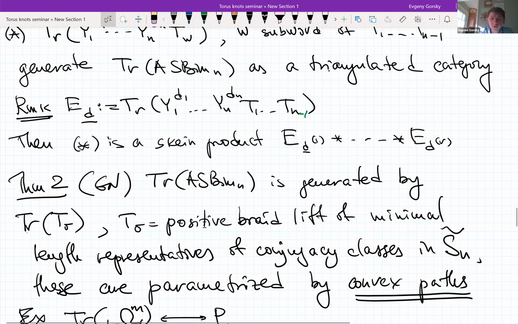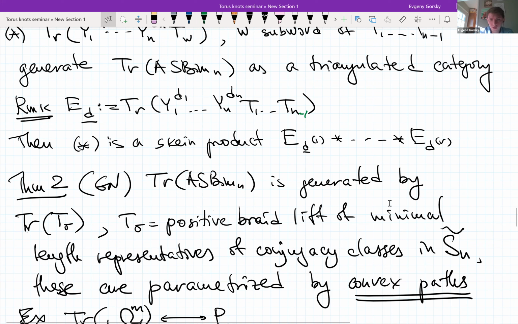So you pick affine permutations. In S_N tilde, I don't want to define this, but you look at all conjugacy classes in the affine symmetric group. In every conjugacy class, you pick a minimal length representative and pick a positive braid lift of that. So this is some element of the braid group, and you look at the corresponding complex of affine circular bimodules, take the trace, and then that is enough to generate the trace. And so in this sense, if you want the smaller generating set, it's sufficient to take this minimal length representative of conjugacy classes in S_N tilde.